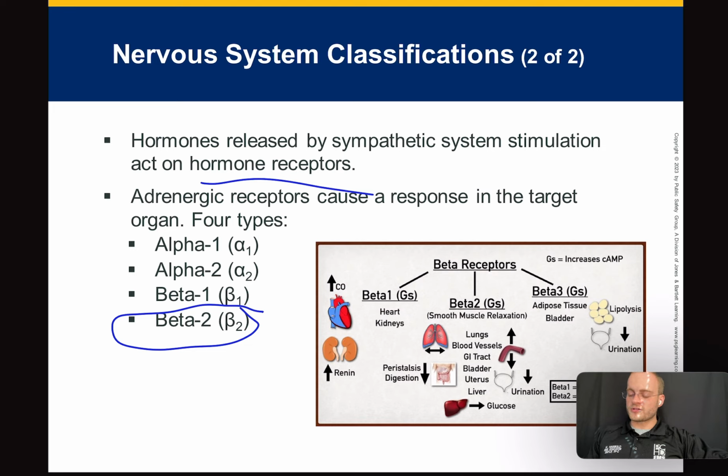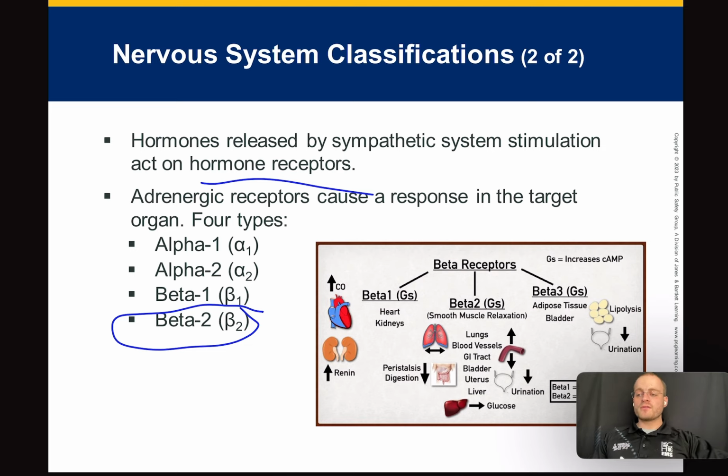They'll have vasodilation, or I'm sorry, bronchodilation. We could get blood vessel, actually it constricts. Blood vessels would constrict. You would slow down peristalsis, sure. But the big thing is with beta 2, you get lung bronchodilation. And so why am I pointing this out? Sometimes these drugs are classified into this.